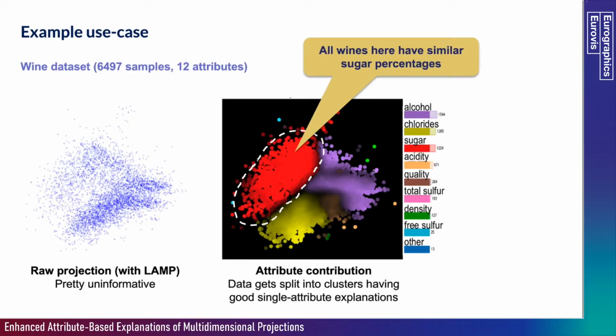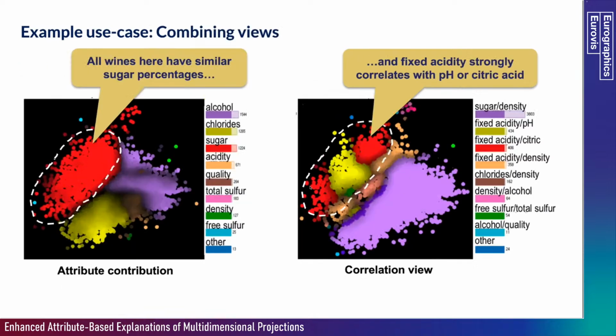Next, if we use the attribute contribution, the projection splits into roughly 4 zones. Each has wines whose similarity can be explained well by a single attribute. For example, in the red zone, all wines are similar, mainly because of their sugar percentages. Points close to the borders of the region are dark, meaning that we need more than one attribute to explain why wines are similar there.